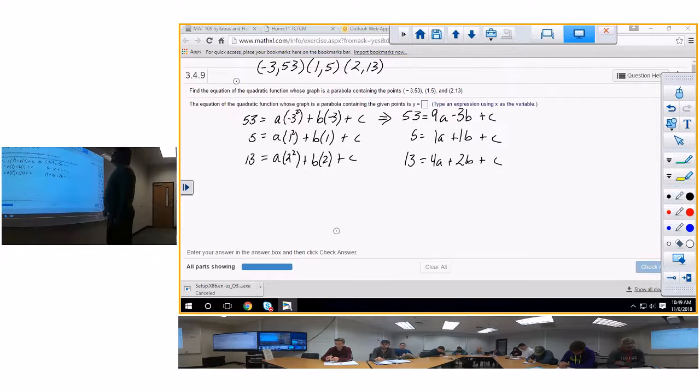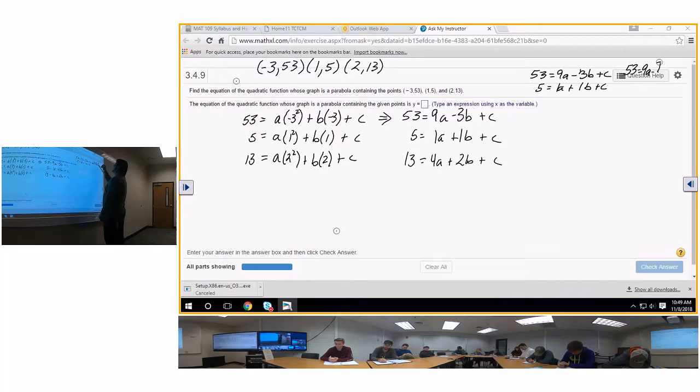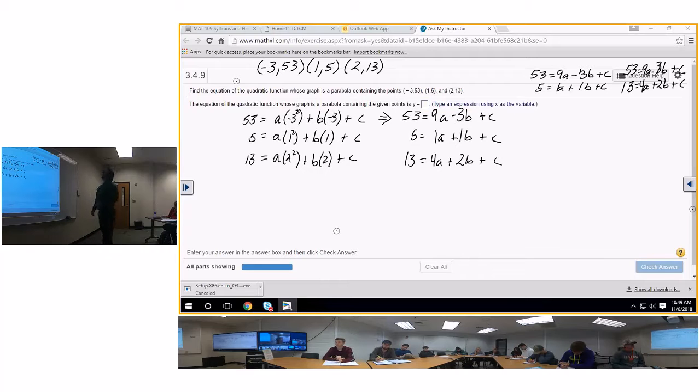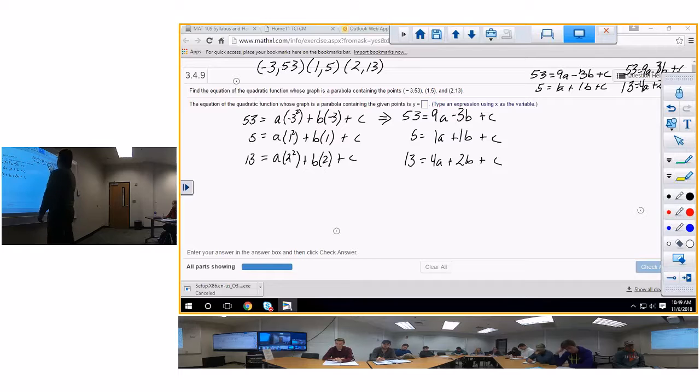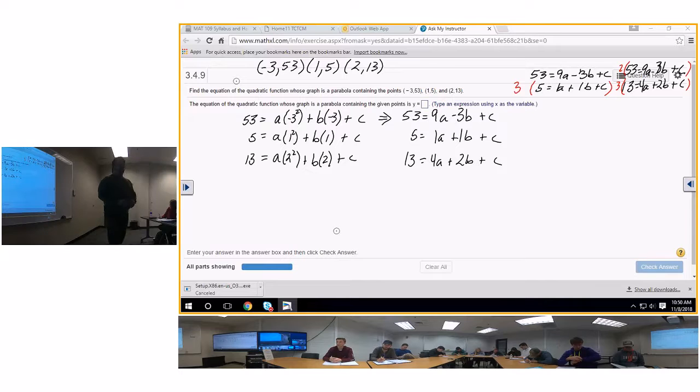So, 53 is equal to 9A minus 3B plus C. 5 is equal to 1A plus 1B plus C. And then 53 is equal to 9A minus 3B plus C, and 13 is equal to 4A plus 2B plus C. And of course you're going to go for B because I see positives and negatives with B, so I'm going to multiply the top by 2 and the bottom by 3. And I'll leave that with you for a minute or two.